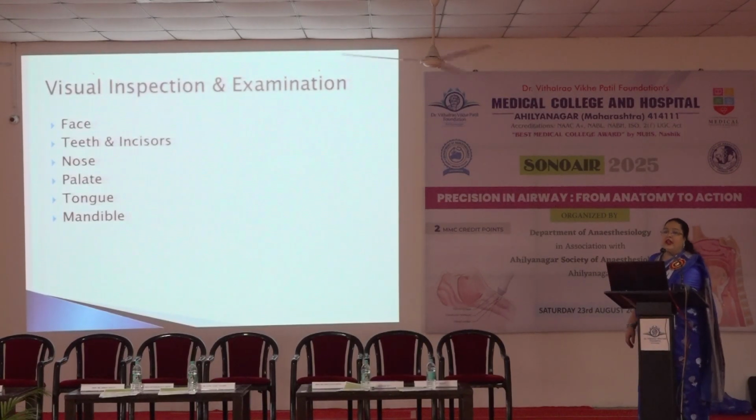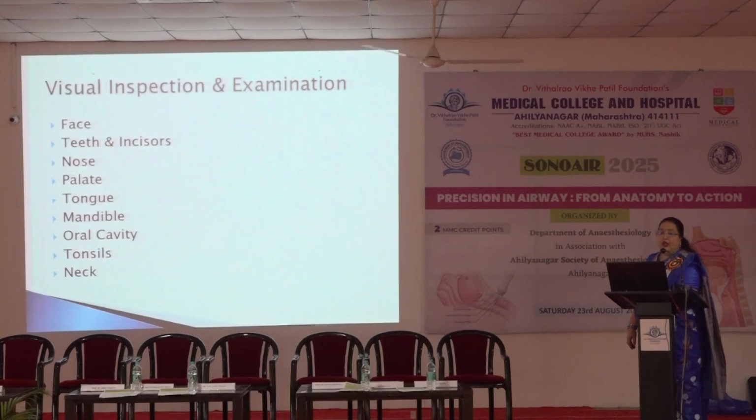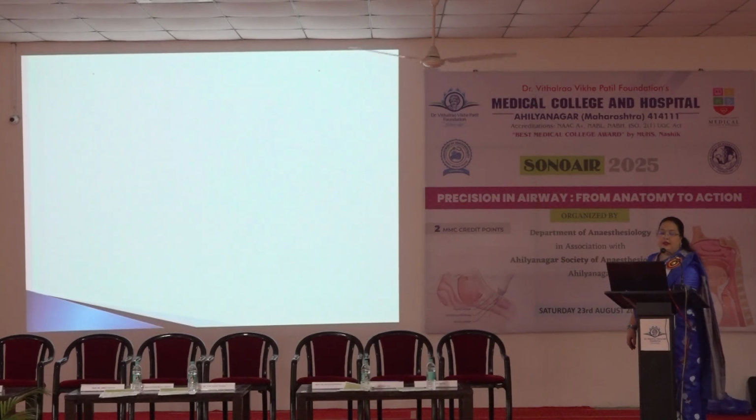Patients with a short tongue especially don't have mobility in the tongue, which makes intubation difficult. Mandible, its mobility has to be checked. Oral cavity overall has to be assessed. We have to also look at the tonsils because they can lead to bleeding which can further make the situation difficult. And lastly, the neck movements.